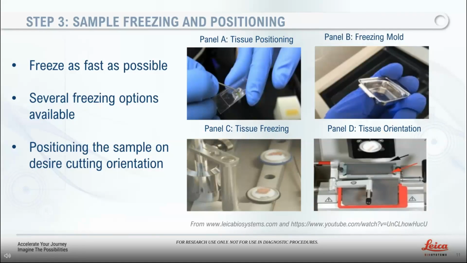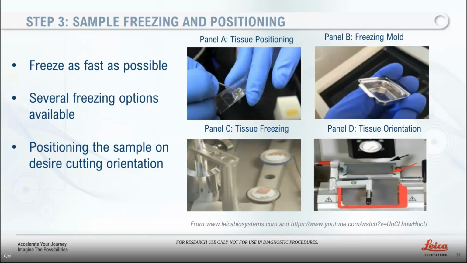The aim is to freeze the specimen as fast as possible to eliminate ice crystal formation, or what is commonly called freeze artifacts. My preferred method has always been to freeze with liquid nitrogen as it provides a fast and even freeze on the sample.